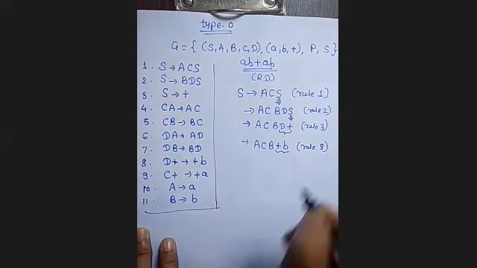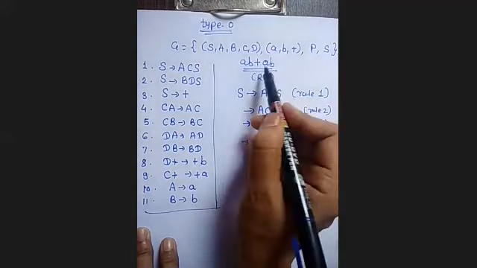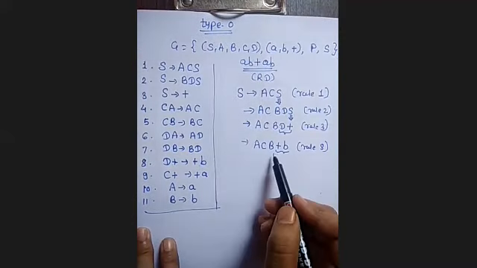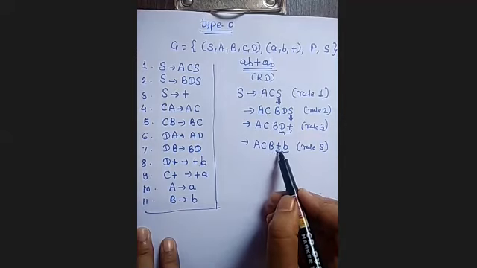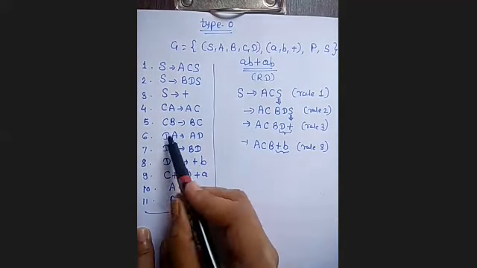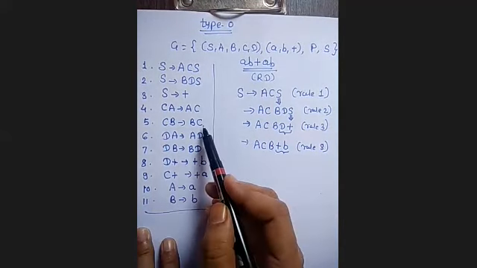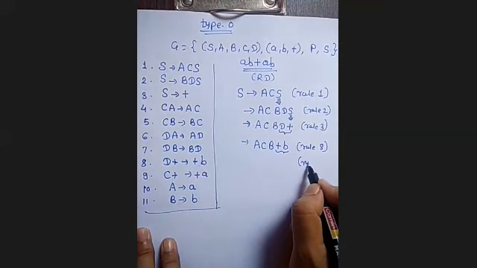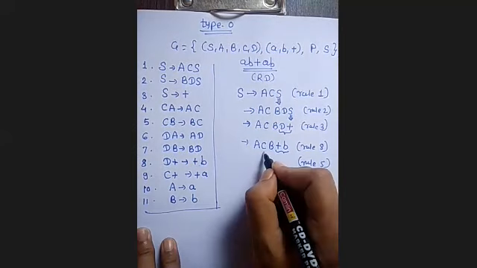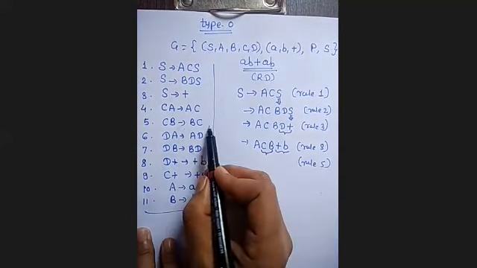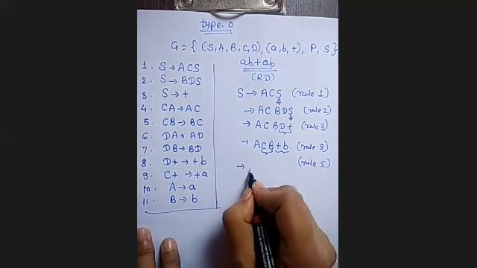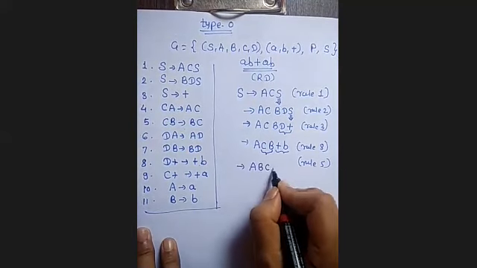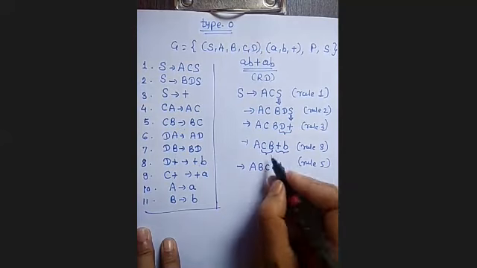So we got plus B, but what we want is plus AB. If I check the rules, there is no rule for B plus. Rule number 5 is CB derives BC. Let us apply and check. Next step we'll apply rule number 5. This CB will be replaced by BC. So we'll get ABC plus B after applying CB derives BC.